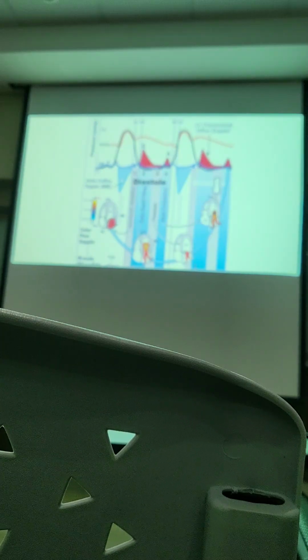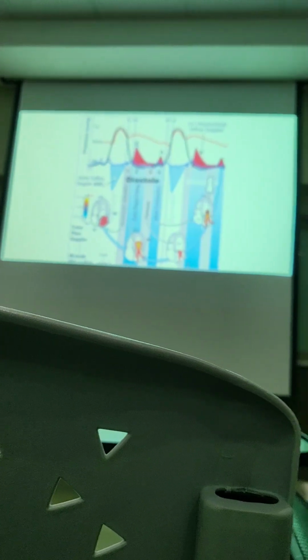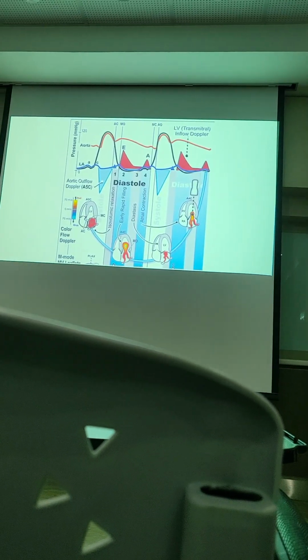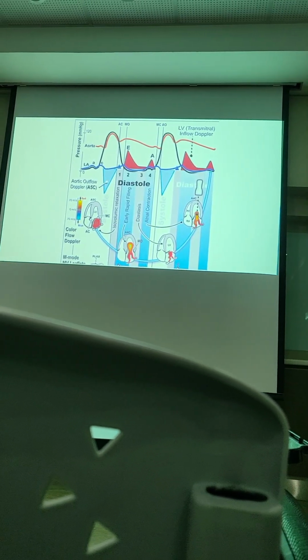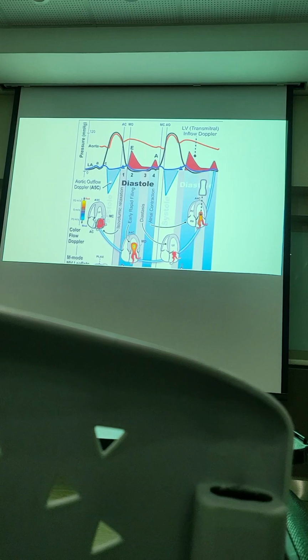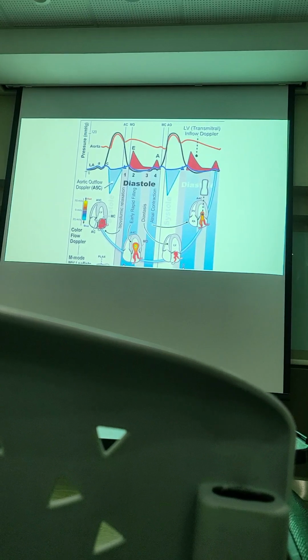The isovolemic relaxation begins when the AV closes and it ends when the mitral valve opens. During this period, the LV pressure drops until the mitral valve opens, and when it opens, it triggers the second phase, which is the early rapid filling. During this phase, the blood from the LA will passively move into the LV. The blood from the LA with the high pressure will go to the LV with the lower pressure.